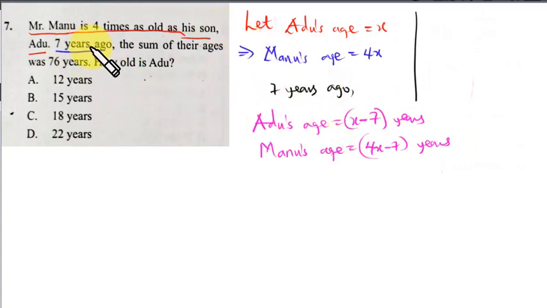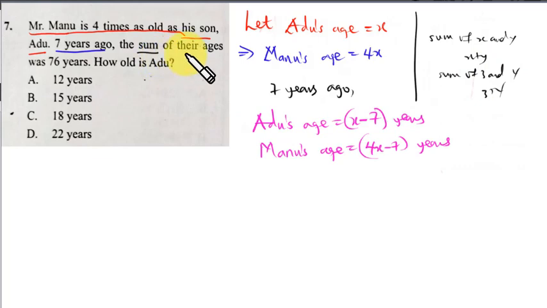It says that 7 years ago, we have their ages here. The sum of their ages was 76 years. Now the key word here is sum. When we say sum, it means addition. For example, when we say the sum of x and y, it means x plus y. When we say sum of 3 and 4, it means 3 plus 4.